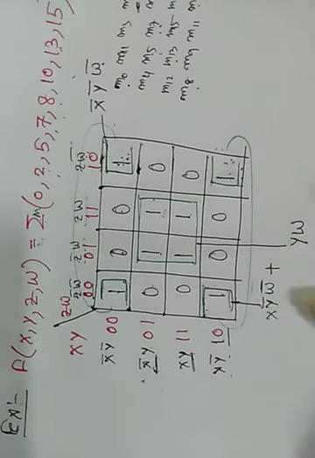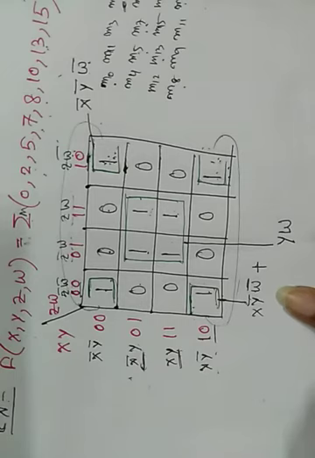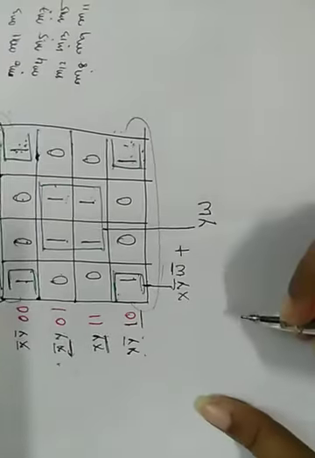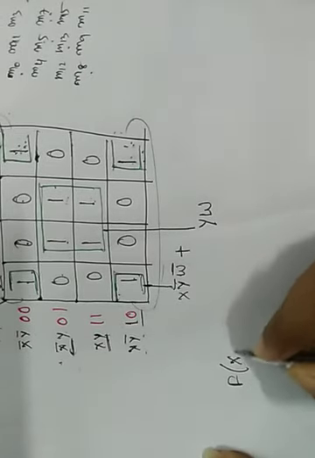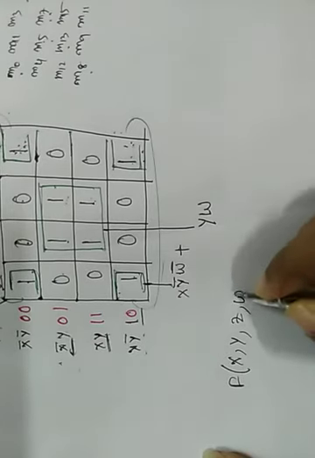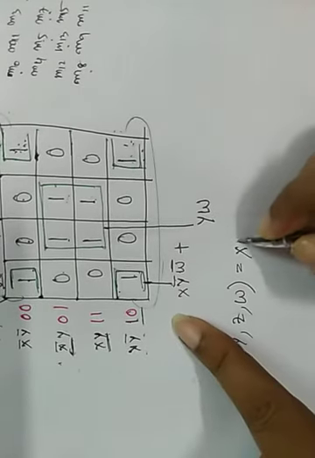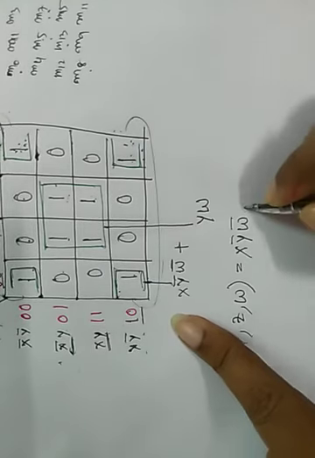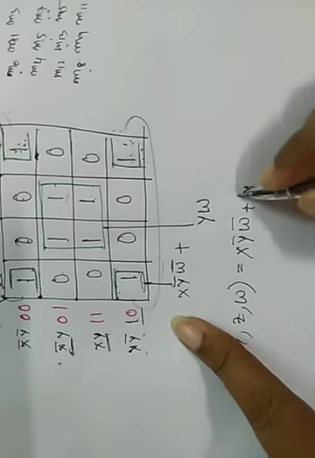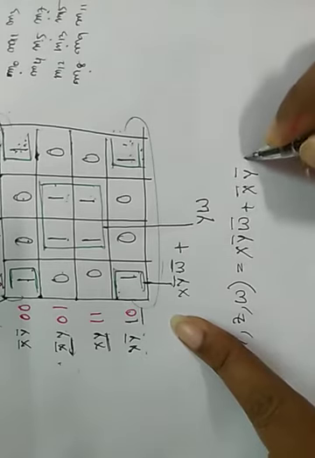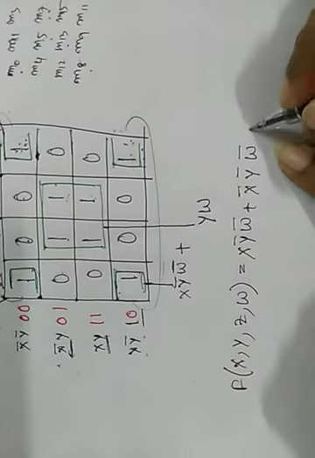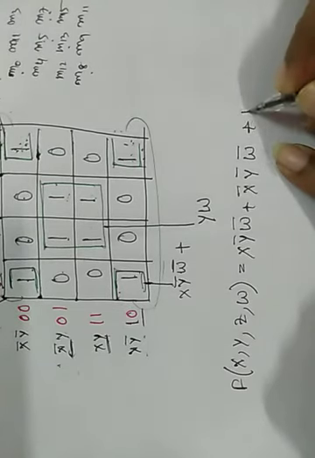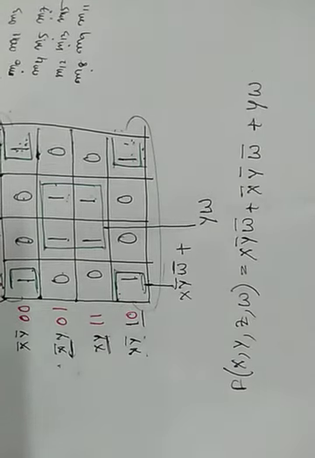Okay, so our expression will be f(x, y, z, w) equals x y bar w bar plus x bar y bar w bar, plus y w.